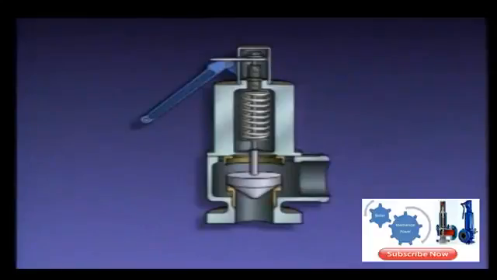This safety valve consists of a valve body, a disc, a seat, a spring, a valve stem, an adjusting screw, a lock nut, and a manual release lever. The manual release lever is used to test the operation of the safety valve.